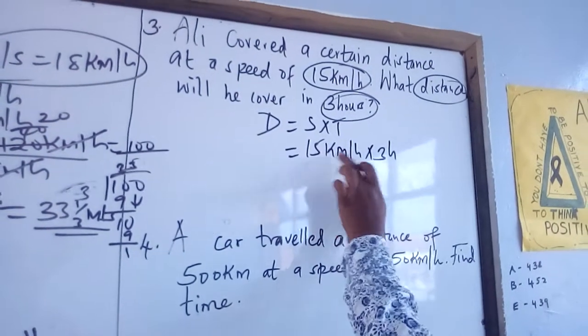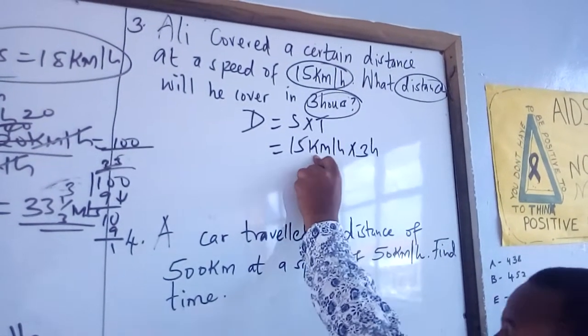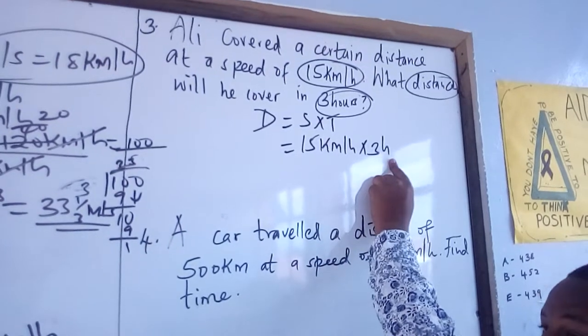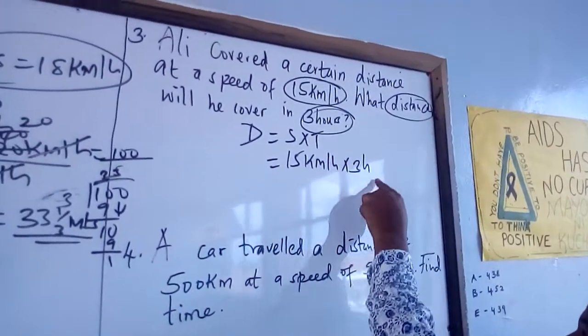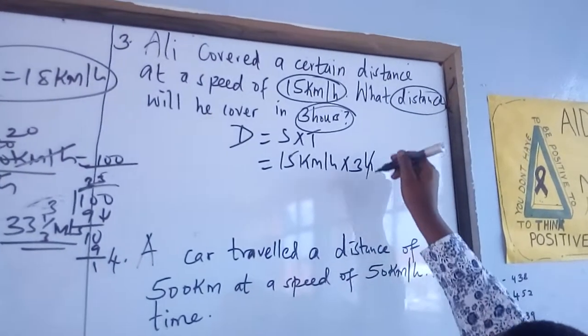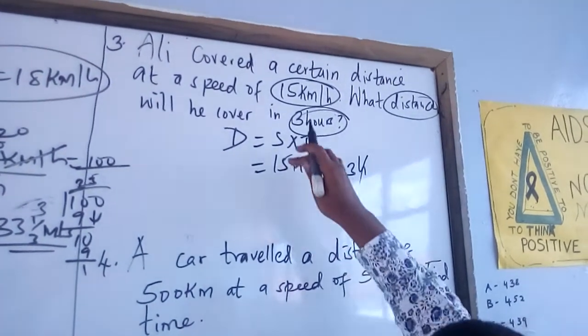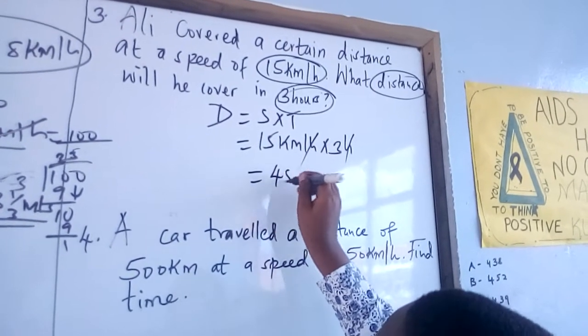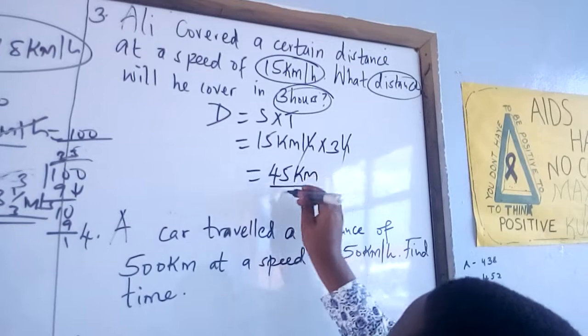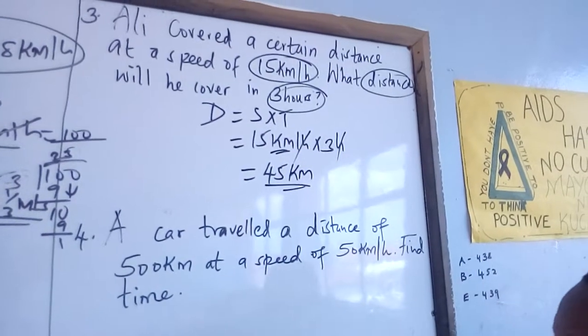Note this. Whenever you are multiplying, if you are using kilometers per hour, you must use time in hours. If you are using meters per second, you must use time in seconds. Therefore, hours cancel hours. So you are left with 15 times 3, which is 45, and then the unit. Remember, we are finding distance.